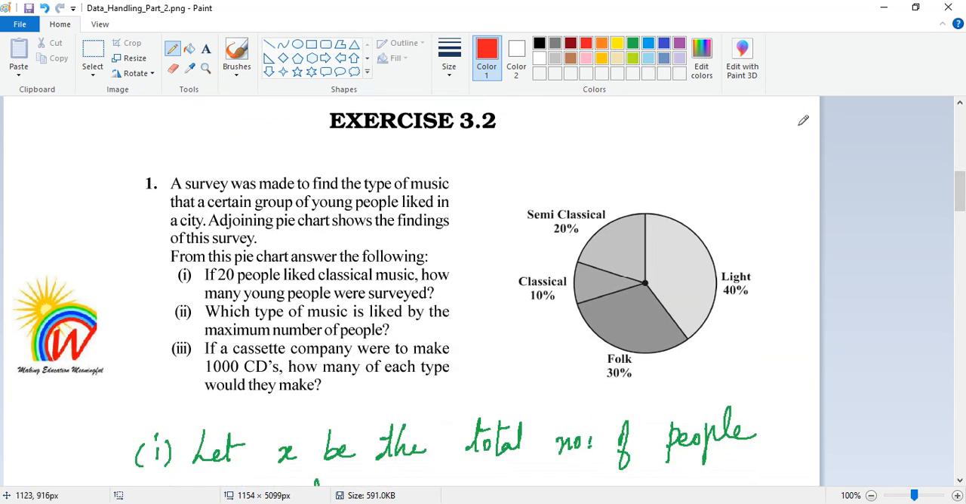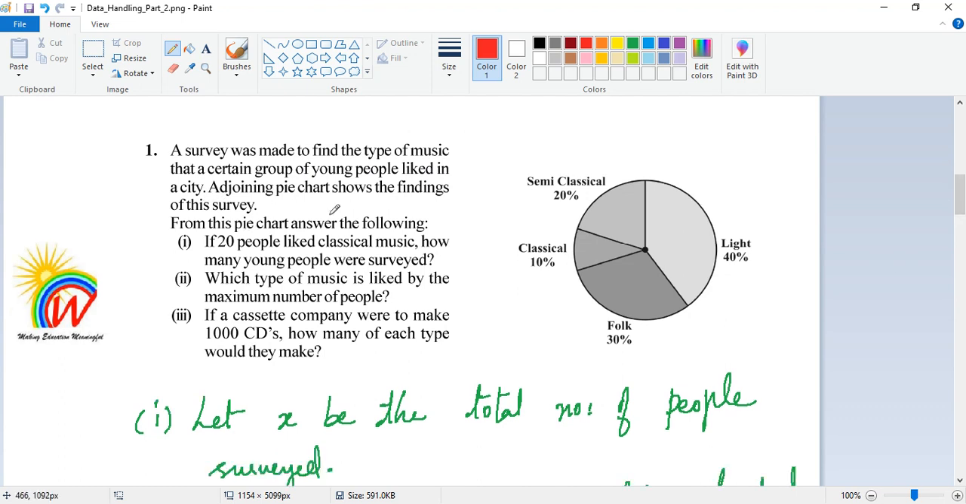Exercise 3.2. A survey was made to find the type of music that a certain group of young people liked in a city. The adjoining pie chart shows the finding of the survey. Among the young people, 20% like semi-classical, 10% like classical, 30% like folk, and 40% like light music. Understood? Now from this pie chart we have to answer the following.